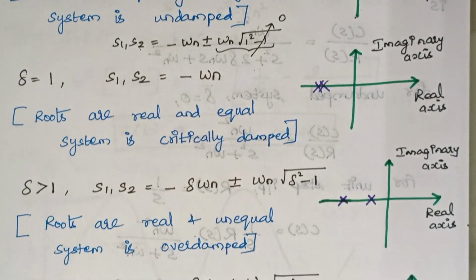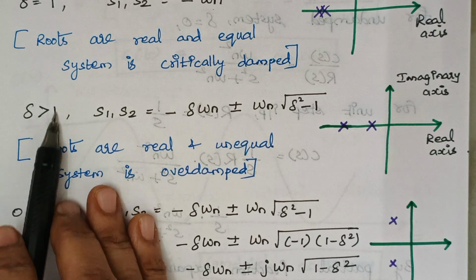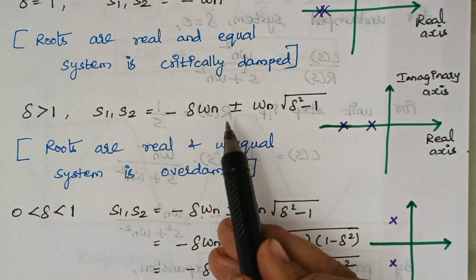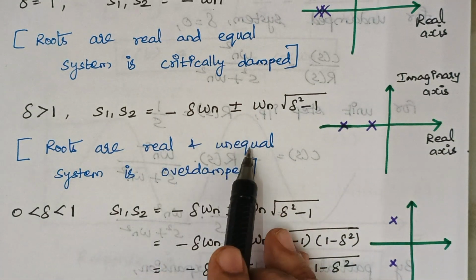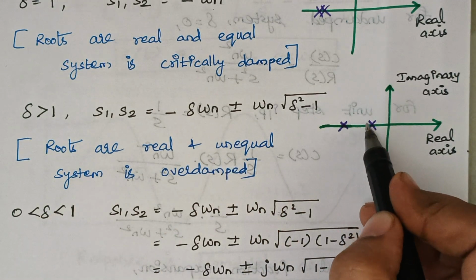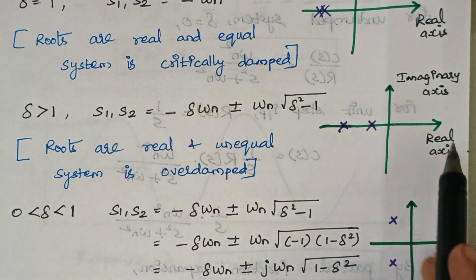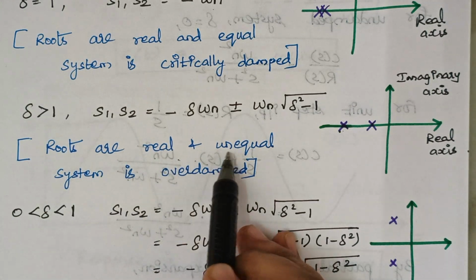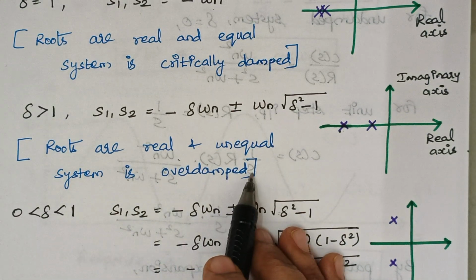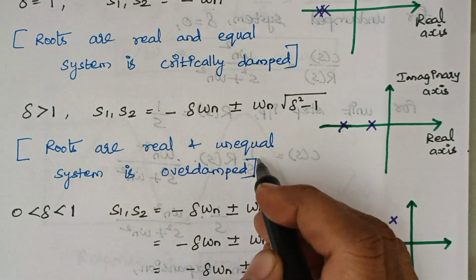And the next thing is when the value of zeta is greater than 1. When you substitute here, surely you will have some values. So finally for this case, the roots are real and unequal. That is, you will have two different roots. So look here, one root is located here and another root is located here, and these two roots lie on the real axis. That is, the roots are real and unequal. They have different values. And the system is said to be overdamped, right? So this is also a type of system where no oscillations will be present, right?